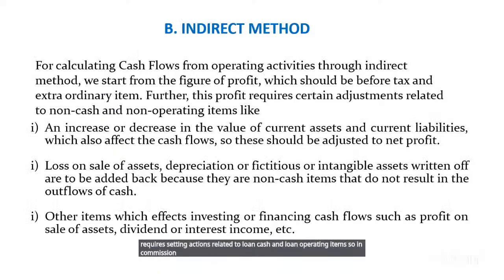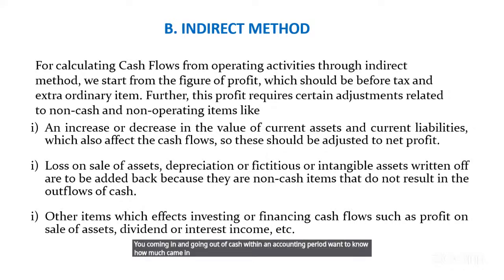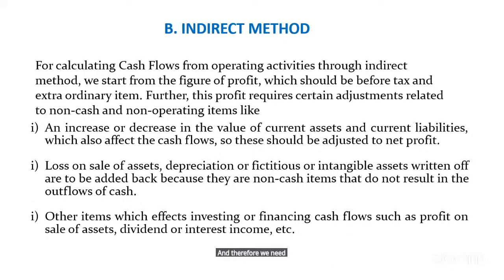Profit in the profit and loss account, there are items that are non-cash. And remember, we're talking about what? Cash flow, the coming in and the going out of cash within an accounting period. We want to know how much came in and how much went out within an accounting period. And therefore, we need to just make adjustment for what? For things that are not cash related.